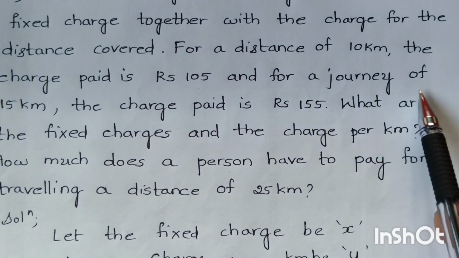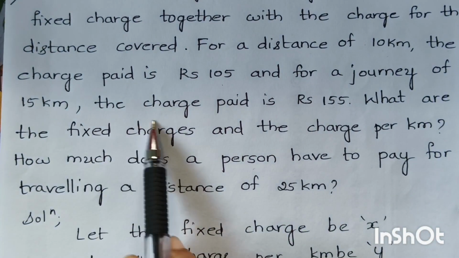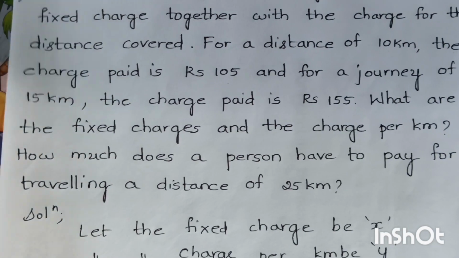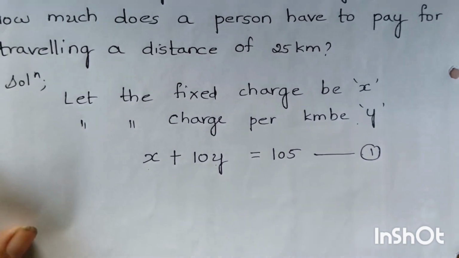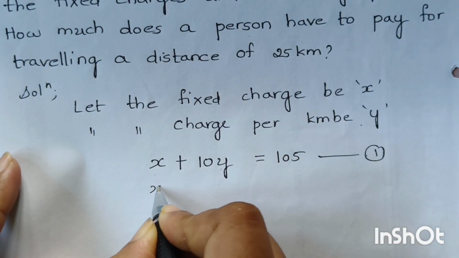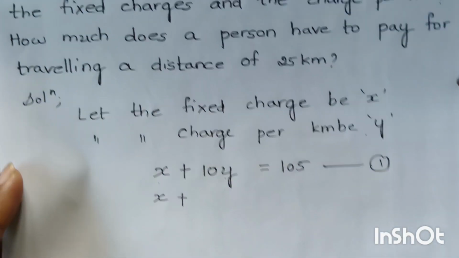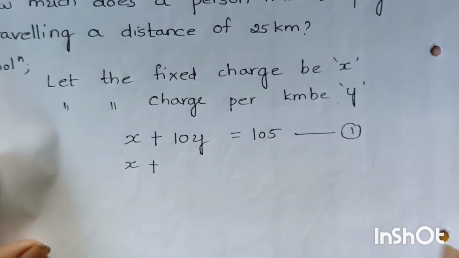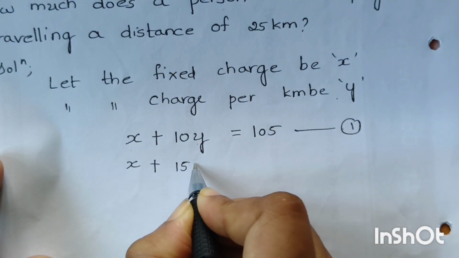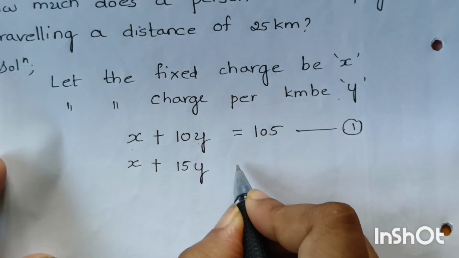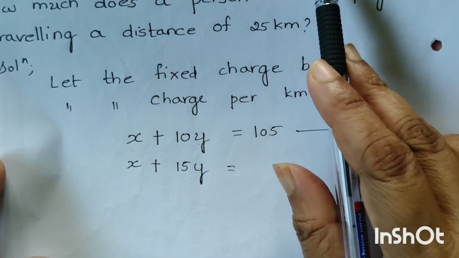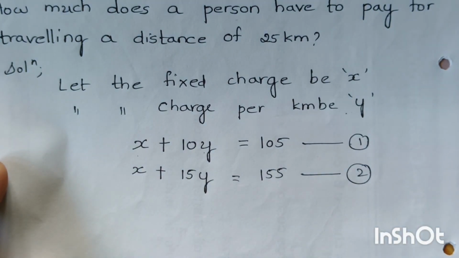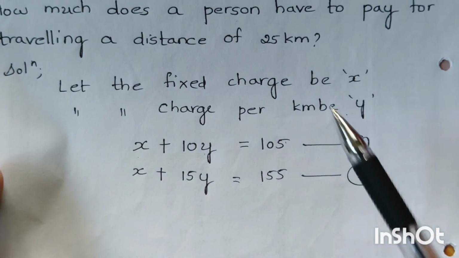For a journey of 15 km, the charge paid is 155. Say the customer has to pay the fixed price. We have taken it as X plus he will travel 15 km. Therefore, 15 into Y, that is charge per kilometer, is equal to total how much he will pay? 155 rupees. We got these two equations from the question.